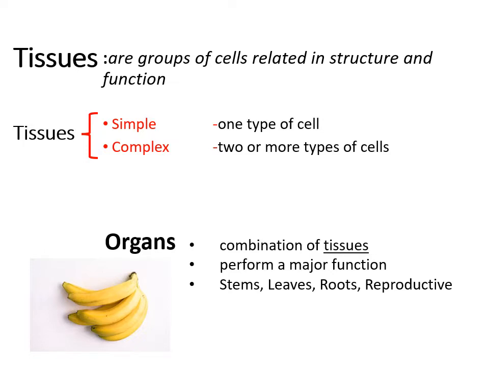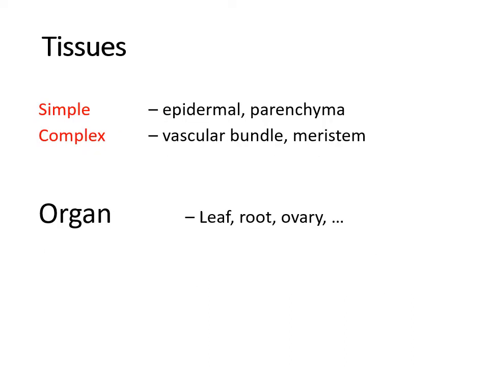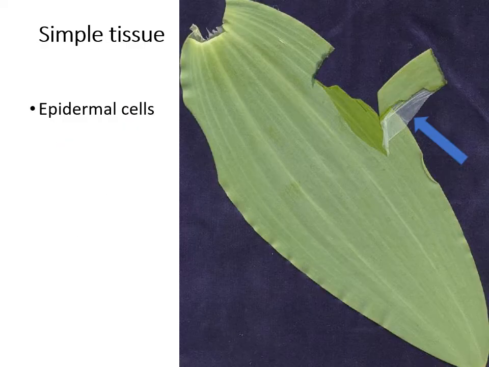Separate from that is organs, so not to be confused with tissues. Organs would be large entire structures, like a banana or the entire stem, everything in it, or a flower. So we have simple tissues, complex tissues, and then ultimately organs, which they all go into. Quick examples for simple tissue are epidermal or parenchyma. We're going to look at those, and a complex one would be vascular bundle or a meristem. In this lesson, we're going to go through all those.